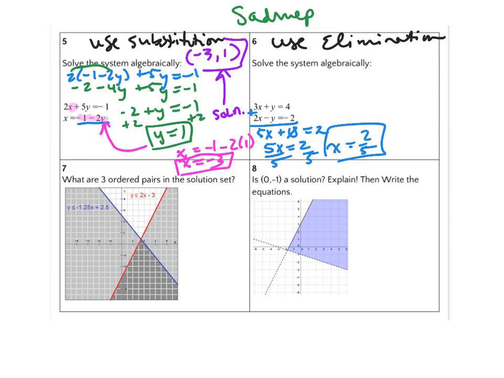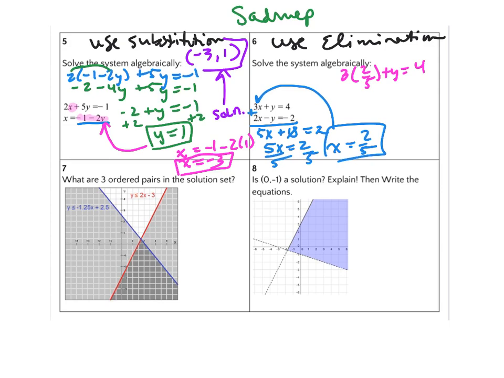4 plus negative 2 is 2. 5x equals 2, divided by 5. Is that a decimal? 2 divided by 5 is 0.4. I'm going to leave it. So I'm going to plug it in here, I guess. So 3 times 2/5 plus y equals 4. I have my calculator handy.